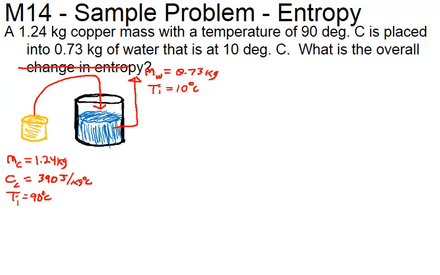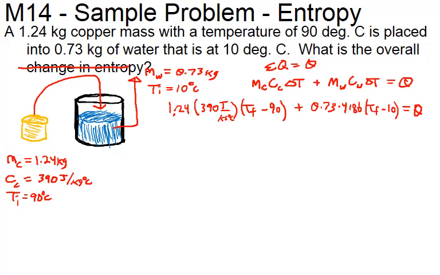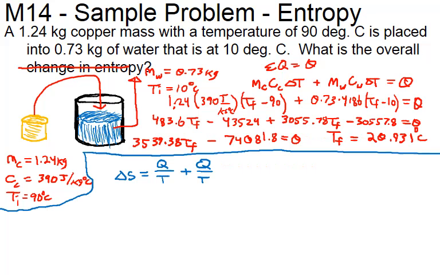So go ahead and pause the clip and figure out what the final temperature would be, and then we'll move to the entropy part. All right, so the sum of the Q's equals 0. We've got those, and so we should get a final temperature of 20.931 degrees Celsius. Now that we know the final temperature, we can look at the entropy change for both the copper and the water. We're going to do both here. So see if you can do that, go ahead and pause the clip and try this here. And when you're ready to check, you can hit play to continue.